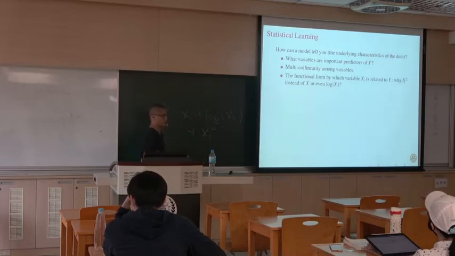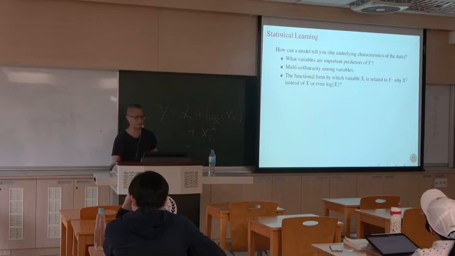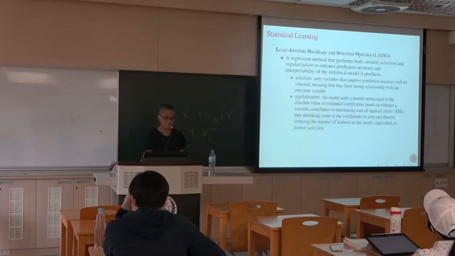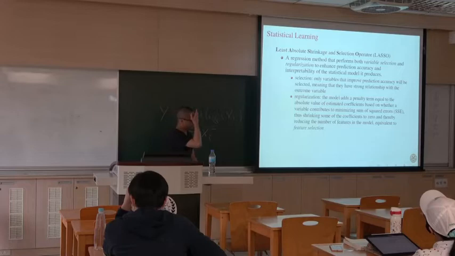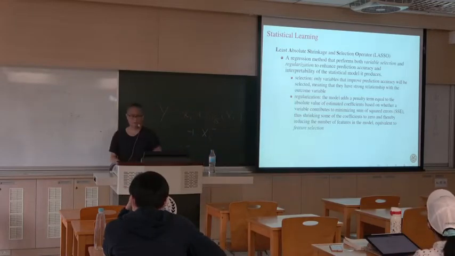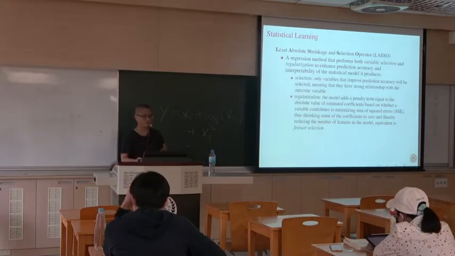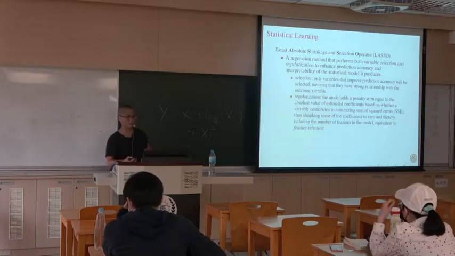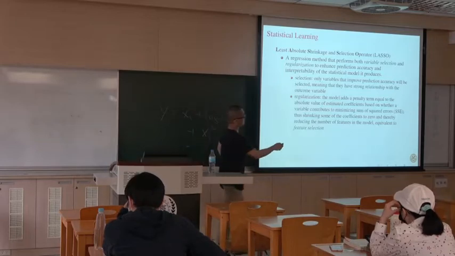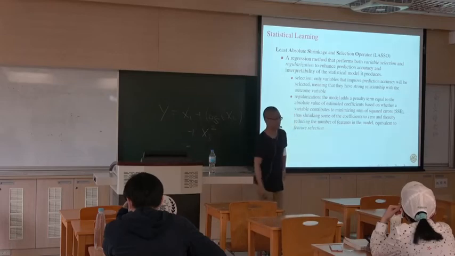So it would be best if we have a similar tool that would guide us to make a decision about how to do model specification. Here's one of them. It's called the least absolute shrinkage and selection operator, LASSO. It's a regression method that performs both variable selection and regularization to enhance prediction accuracy. So we're going to come to this. But before that, I ask you, how do we evaluate prediction accuracy?